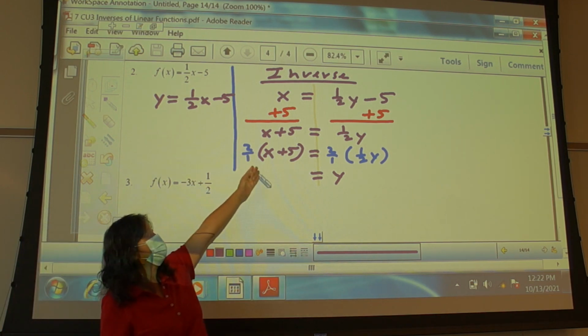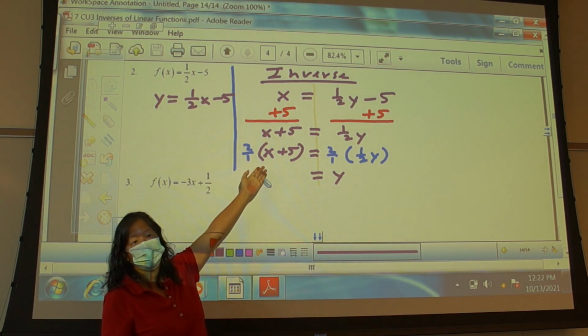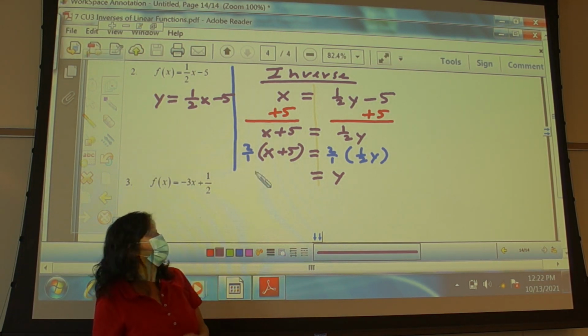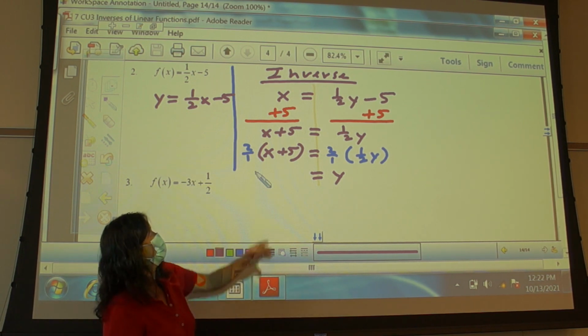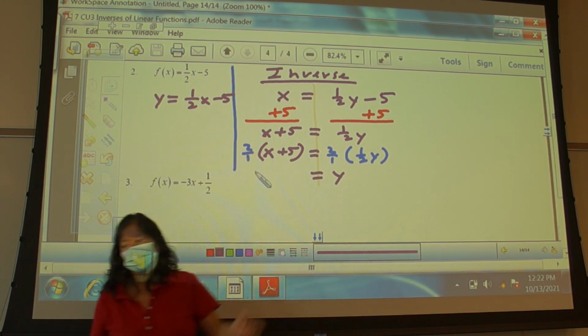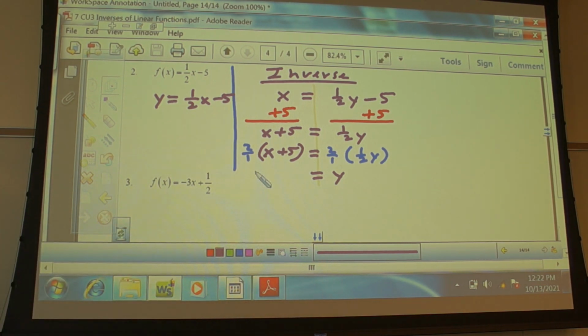2/1 is the same thing as what whole number? 2. So if you want to think about it as just multiplying by 2, it might make your life easier. But 2/1 is the same thing as 2. So 2 times x is 2x. 2 times 5 is 10. So then this becomes f inverse of x equals 2x plus 10.